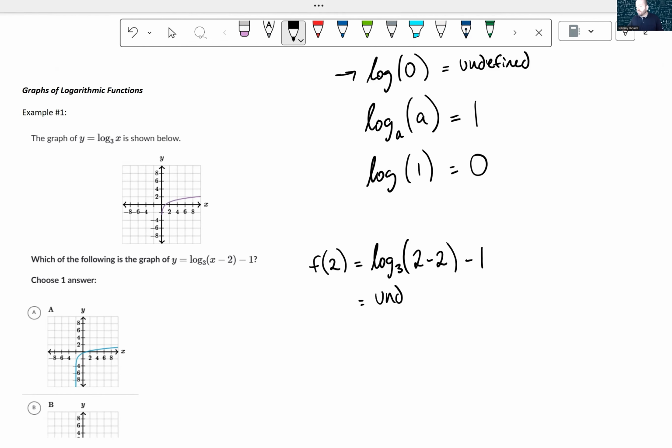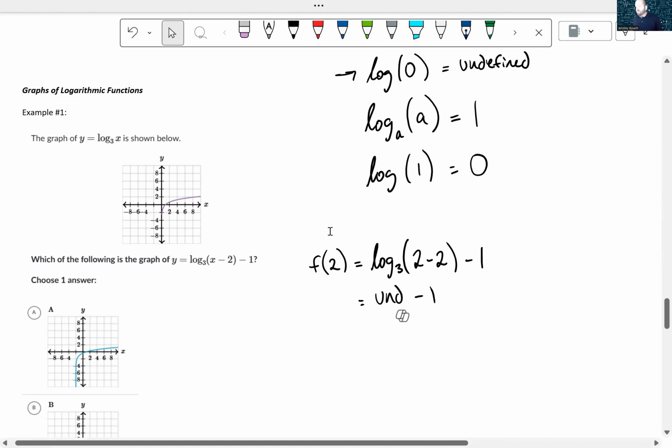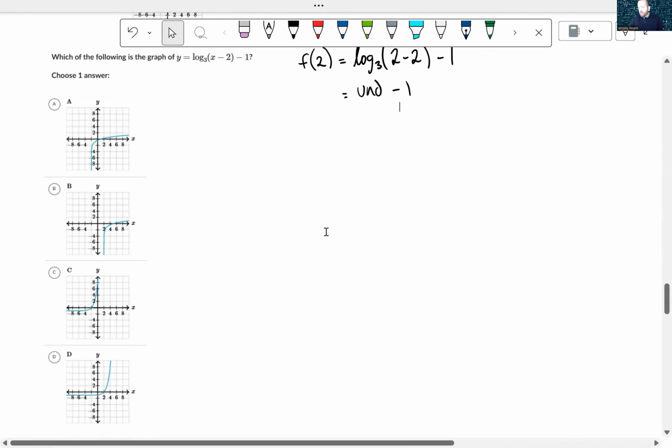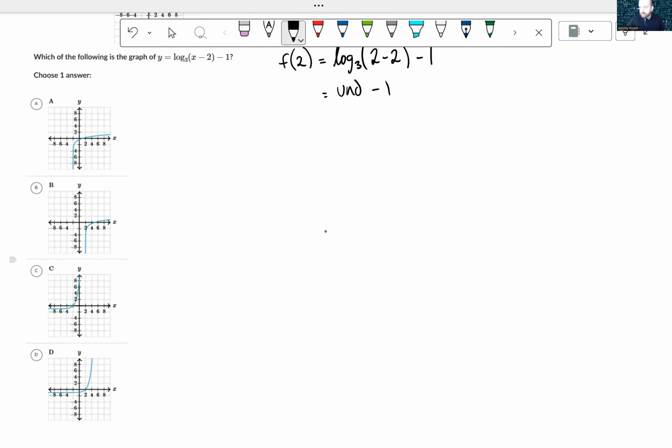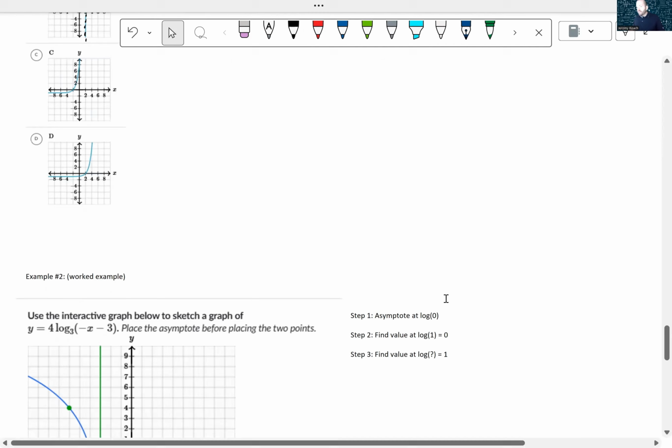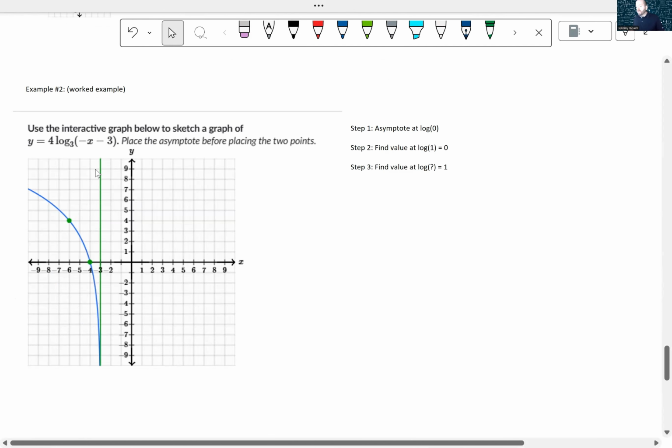So now we have undefined minus 1. Well, we can't really do undefined minus 1. That just is undefined. So our asymptote is undefined at x equals 2. So we're going to have a vertical asymptote at x equals 2. The only graph on here that shows us a vertical asymptote at x equals 2 is graph B. That's the only one on here that will do that. So that's how we can answer this one very quickly, just find the asymptote. That's the only one that has that asymptote, and we're good to go. Let's look at another one that we can't necessarily find immediately just by the asymptote.